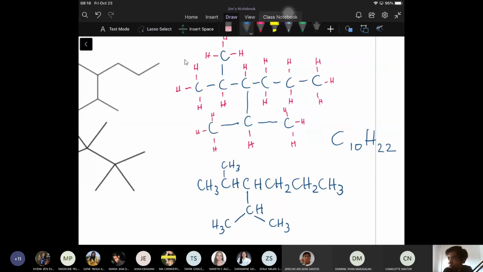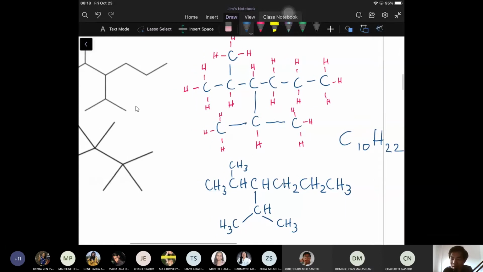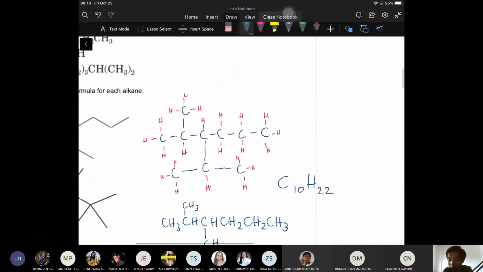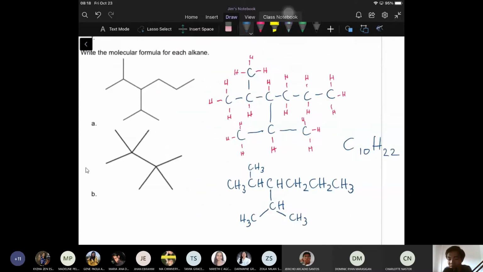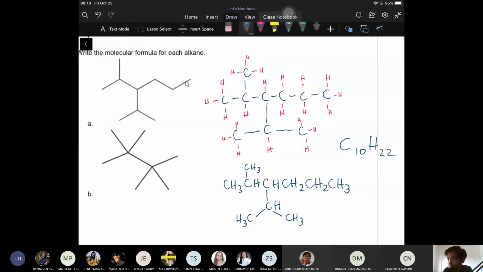Ito yung Lewis structure. Ito yung condensed structural formula. Ito yung line angle formula. Pwede nyo i-screenshot, ha. Pag nakalimutan nyo naman i-screenshot, mapapanood nyo naman to sa YouTube mamaya. So, ayan. This is how we interpret this molecule. Ayan siya. Yan yung kanyang molecular formula. Ito yung condensed structural formula.